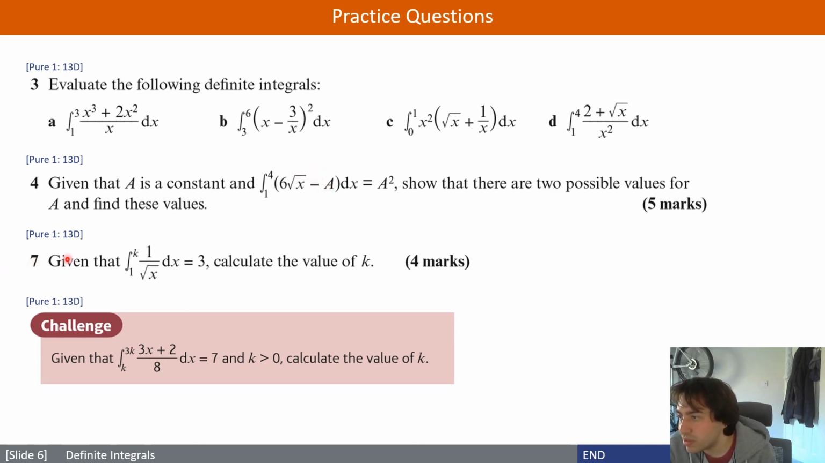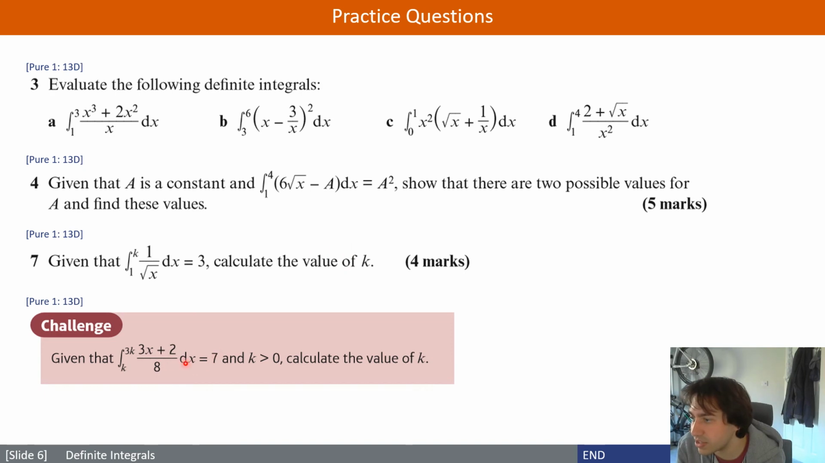Question 7 is going to do something which we haven't looked at yet, but you should be capable of doing. One of the limits is not a specific number. In this case, the bottom limit is 1 and the top limit is a constant k. But just do the steps as you normally would, except instead of a number, you're just using the letter k, just as you would with algebra. See if you can figure out what k ends up being.